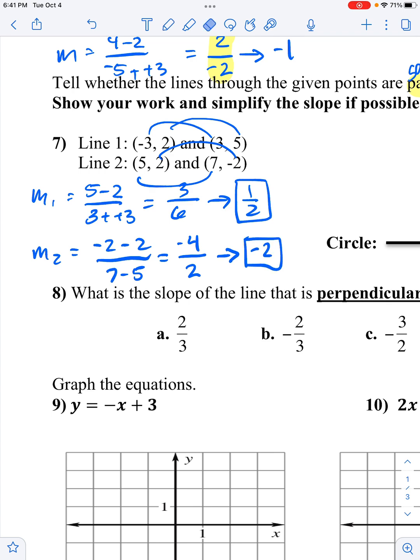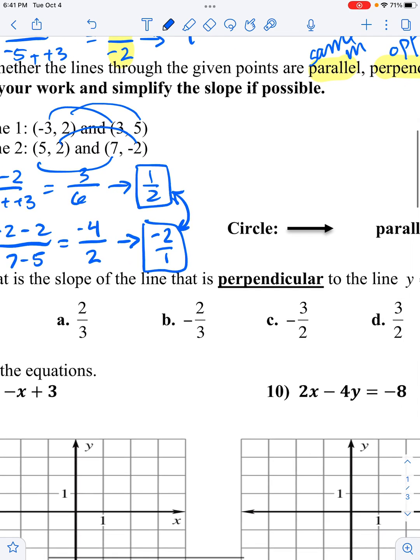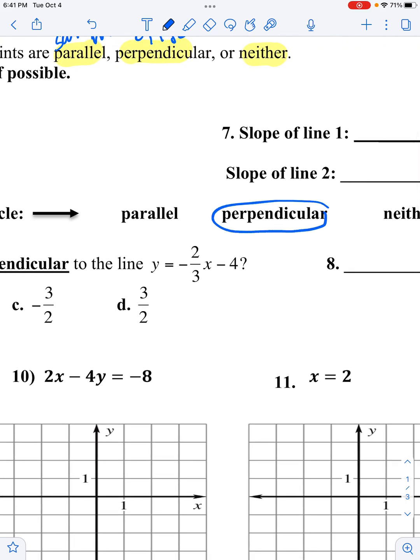Now, keep in mind that negative 2 is really negative 2 over 1. So if you think of it that way, it's a little bit easier to see that these are opposite because one's positive and one's negative, and they are flipped over, 1 over 2 and 2 over 1. So those two have opposite reciprocal slopes, so I would circle perpendicular.